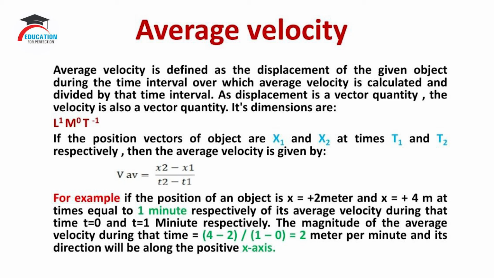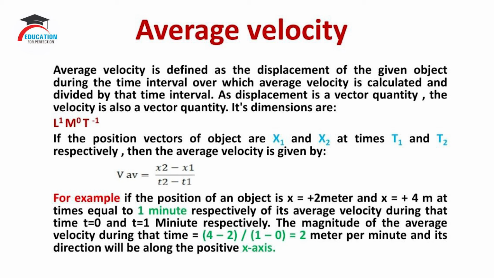As the displacement is a vector quantity, the velocity is also a vector quantity. Its dimensions are L to the power 1, M to the power 0 and T to the power minus 1. If the position vectors of the object are x1 and x2 at times t1 and t2 respectively, then the average velocity is given by the formula V average is equal to (x2 minus x1) upon (t2 minus t1).